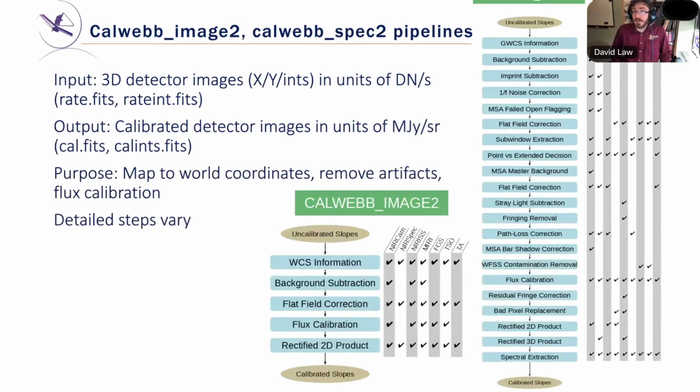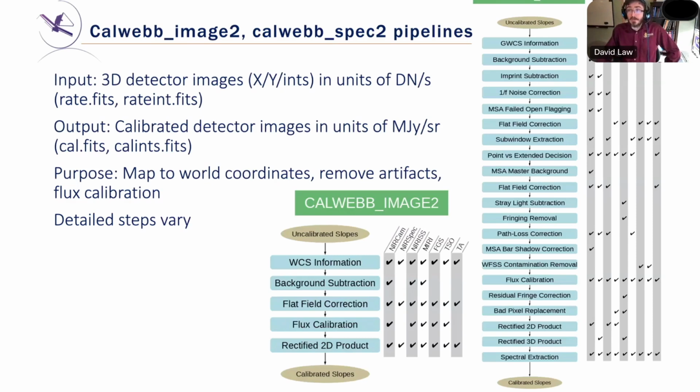This next step of the pipeline is either the Image 2 or Spec 2 pipeline, depending on whether you're processing imaging or spectroscopic data. The purpose of this part of the pipeline is to take those images coming in from the first stage that were in some physical units of data numbers per second. They're physical in terms of what the detector recorded, but they're not meaningful in a scientific sense. And produce calibrated detector images in terms of something that's actually radiometric: Janskys, steradians, arcseconds, etc. There's a variety of different steps in here.